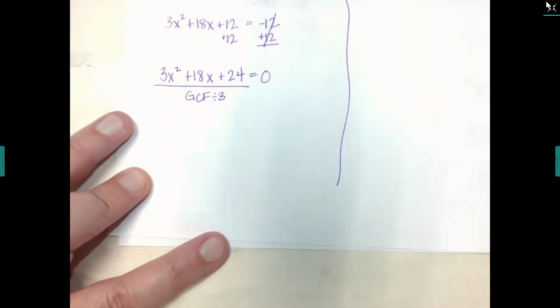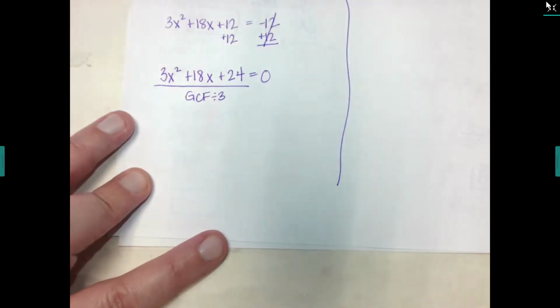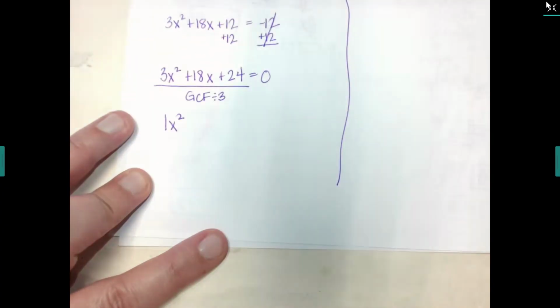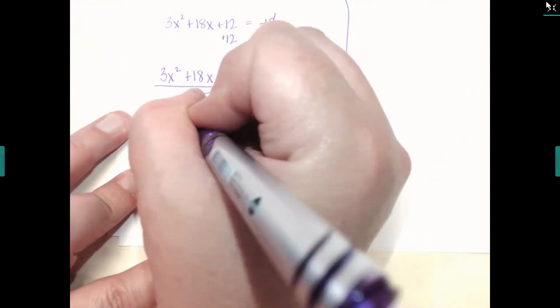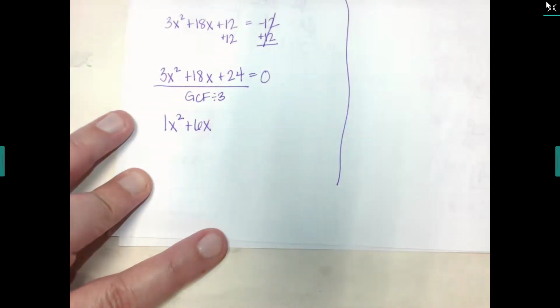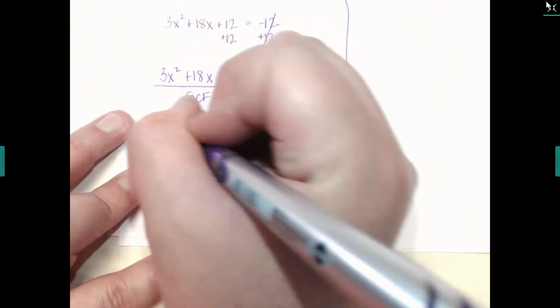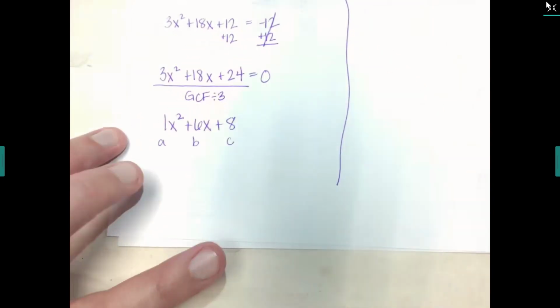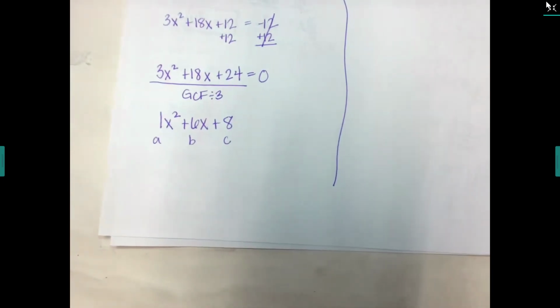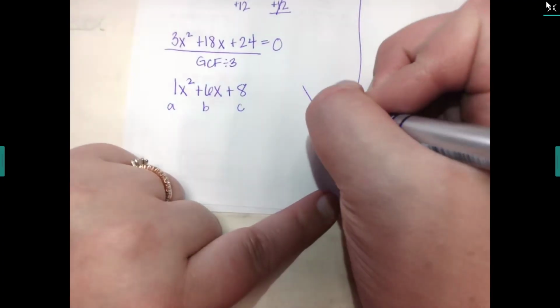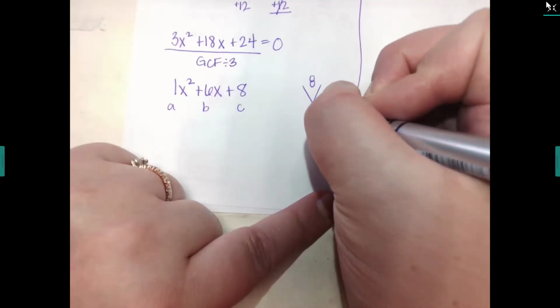So if everything can do it, let's divide that 3 out. So now this is a 1x squared. 18 divided by 3 is a 6x. 24 divided by 3 is an 8. Okay, but you only have to resort to AC charting if you have an x squared and an x. Okay, then from there, I'm looking for numbers that will multiply to 8 and add to 6.